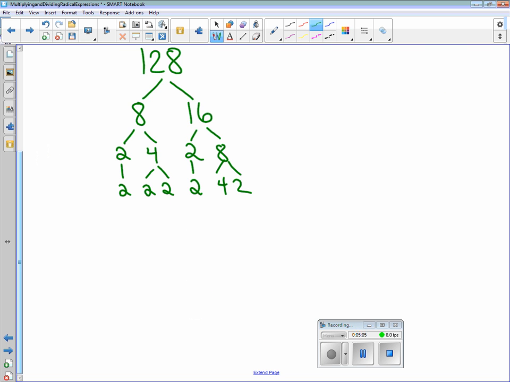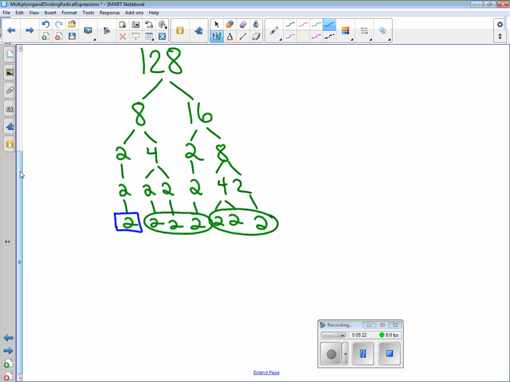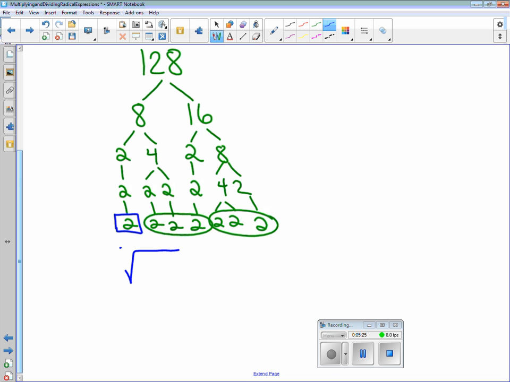So hang on. So we have this 2, this 2, this 2, this 2, 2, 2, and then another 2. I'm looking for groups of 3. How many groups of 3 did I have? So I'm going to bring 2 times 2 outside of my radical. So remember we have cube root, right? So what comes out? 4. What stays under? 2. So I've just dealt with the numbers right now. That's all I've done. Okay?